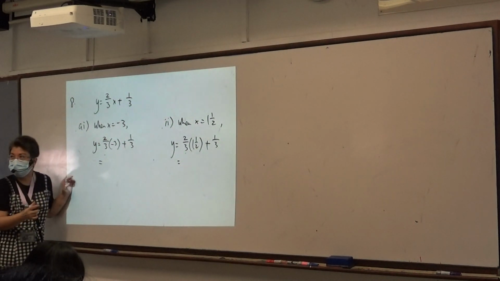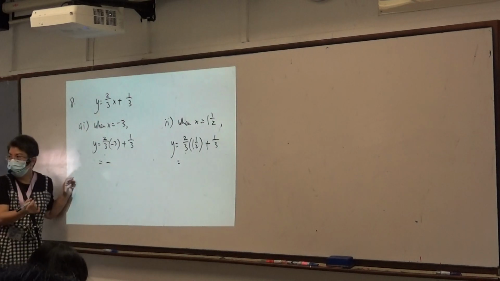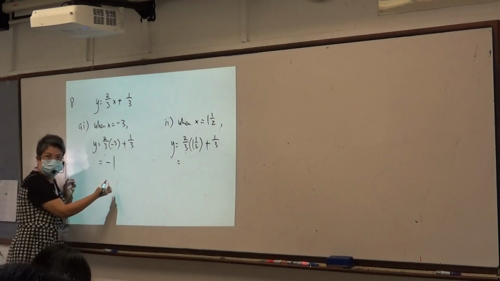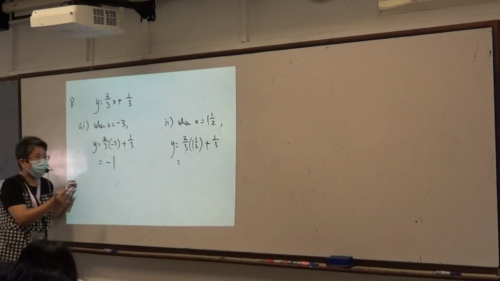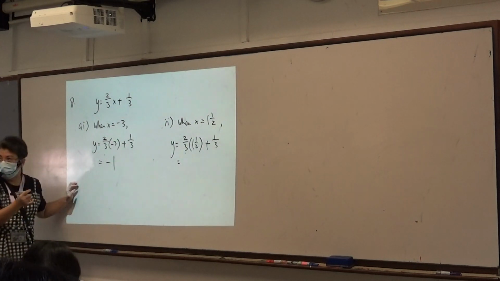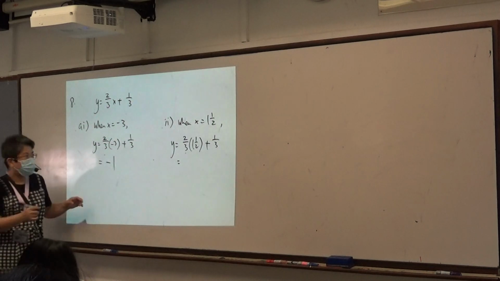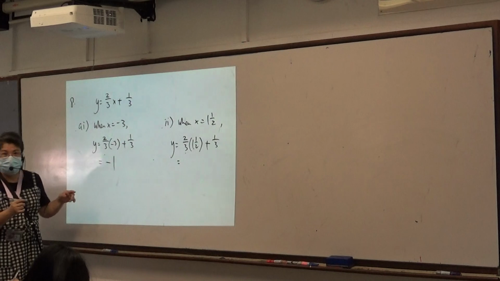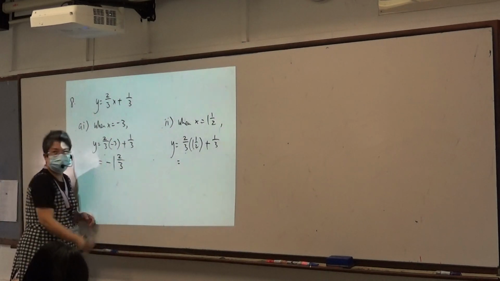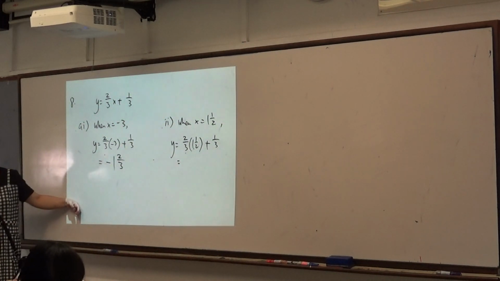Negative what? Negative what? 1? No, wrong. 1? Negative what? Negative 3. Negative 1 and 2/3. 1 and 2/3, right? Negative 5 over 3 also can.